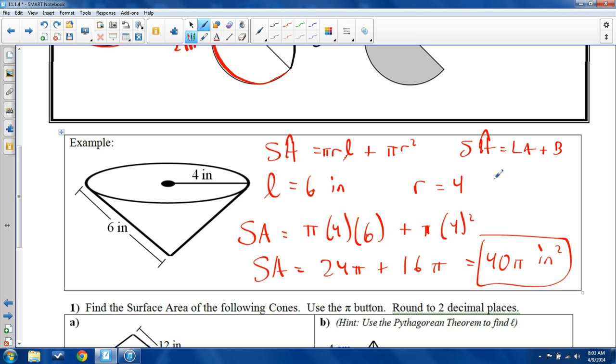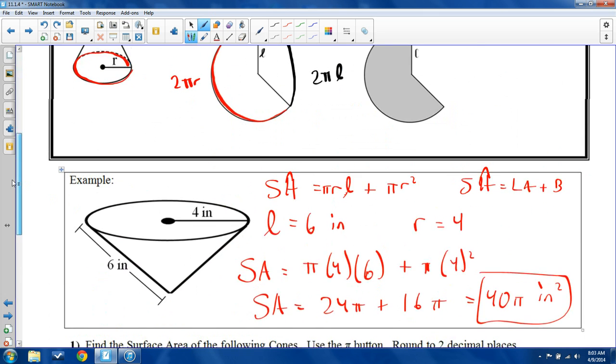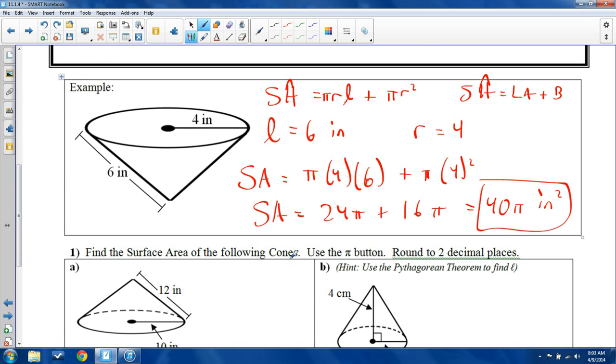Now I do believe that this asked me to, no, it didn't ask me to round to 2 decimal places. Oh, down here it does. So this is rounded to 2 decimal places later, so you can multiply that by pi and do that.